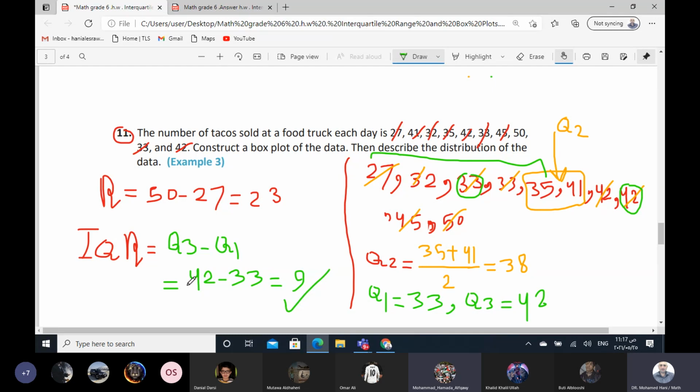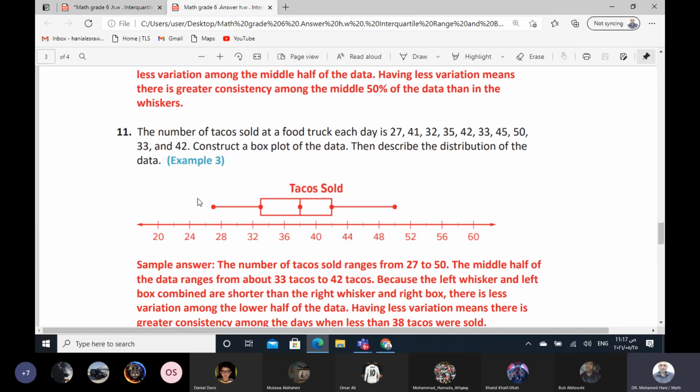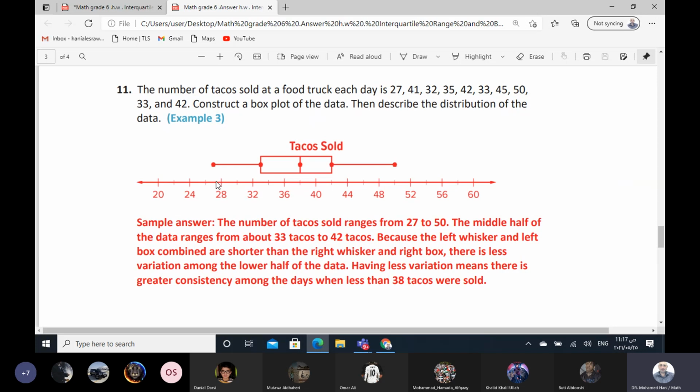9. Okay. Now we can draw the box plot and we can write our description. Listen, please. Draw the number line, put the data in order from least to greatest, then determine the smallest value, 27, and the biggest value, 50. Then determine the median, 38. Then the first quartile. Then the third quartile. Then draw the box between the first quartile and the third quartile. You will find the median between them.